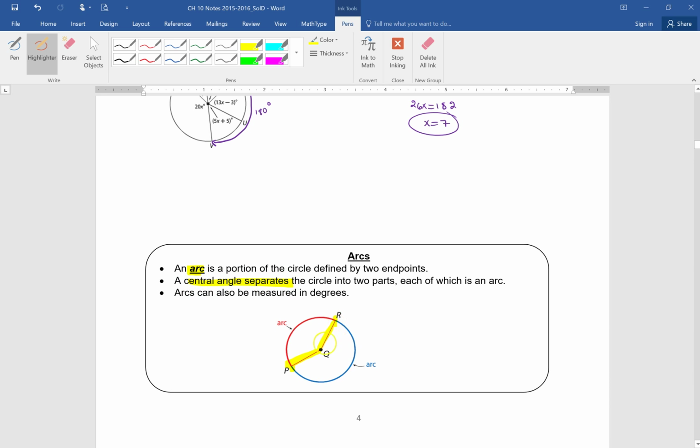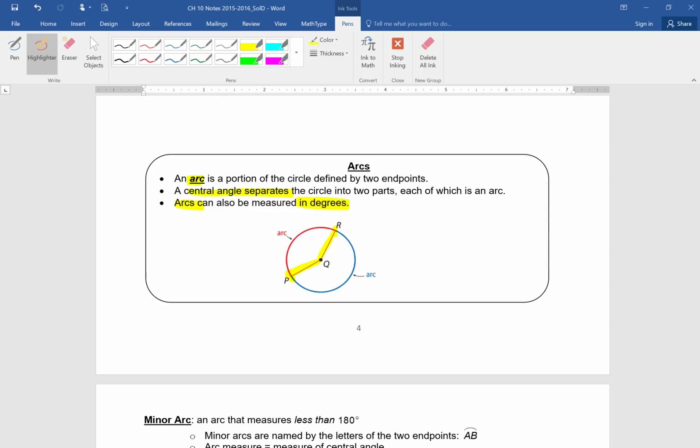If you happen to have a central angle, that central angle separates the circle into 2 parts, right? Here is the central angle. Imagine these are like boundaries of a country. I've separated my circle into 2 parts. Each of these is an arc. Now, how do we measure arcs? We measure arcs in degrees. We're going to talk about all of that right now.